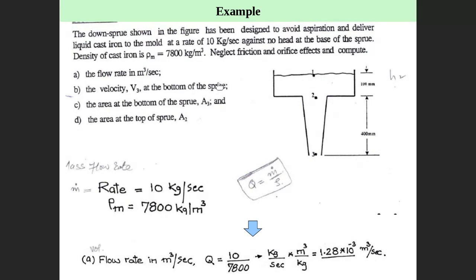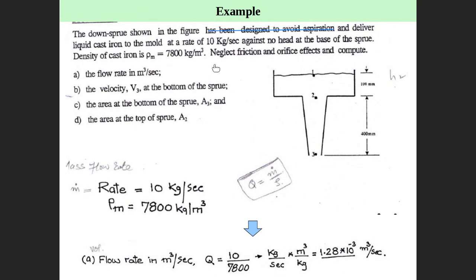So second problem. Let's read together. This is a down sparrow. Actually, it is tapered now. Can you see that? Not parallel sides, but tapered. The down sparrow shown in the figure has been designed to avoid aspiration. I will not tell you more about that.